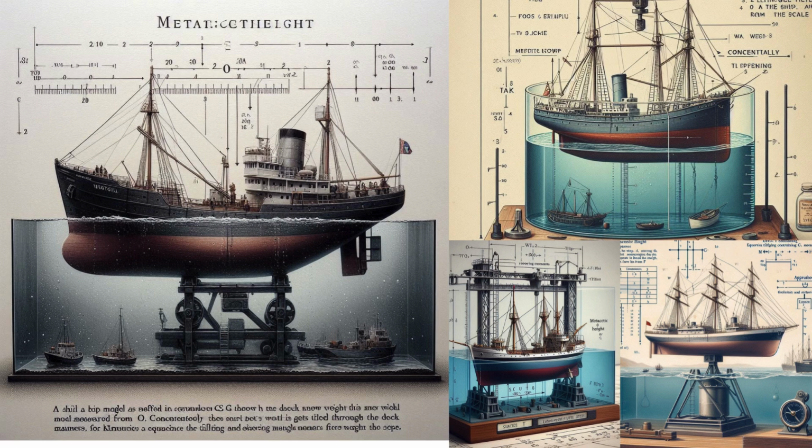A known weight, W1, is moved across the deck of the ship through a certain distance, Z, measured from O. Consequently, the ship gets tilted through a certain angle, theta, which is measured on the scale. The metacentric height, MG, is found by equating tilting and restoring moments, from the following relation.